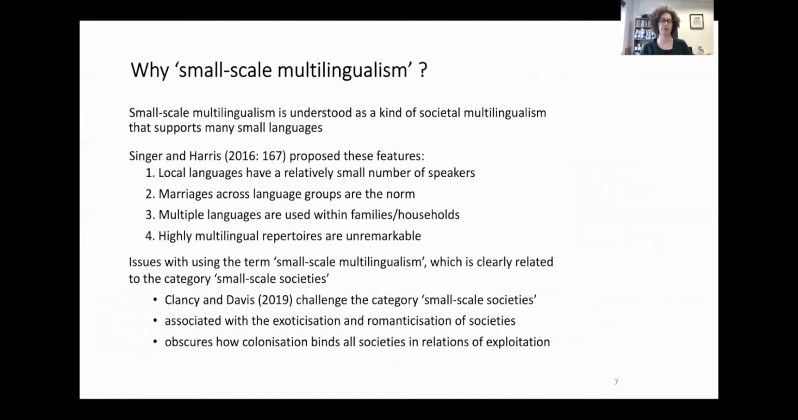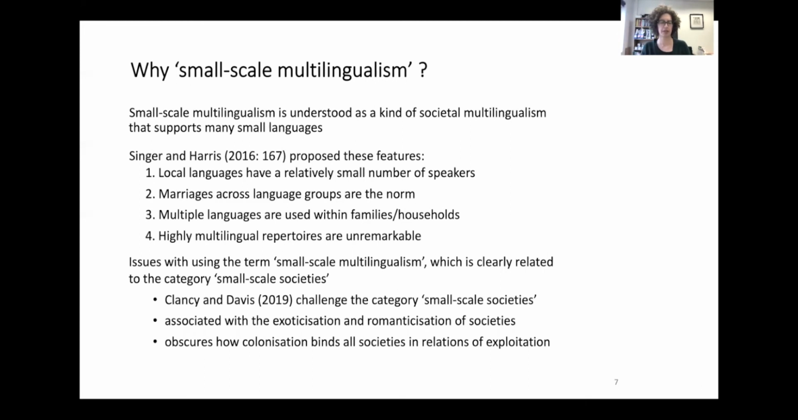So people have often talked about this as small-scale multilingualism. And in Singer and Harris, we brought together some of these common features around the world that these kind of communities, these kind of speech communities seem to have. So small-scale multilingualism is generally understood as a type of societal multilingualism that supports many small languages. So in an area which has a lot of small languages, you may either have a situation where people keep somewhat to themselves in different villages, mostly to themselves and aren't highly multilingual, or more often you'll get a situation where people are highly multilingual.